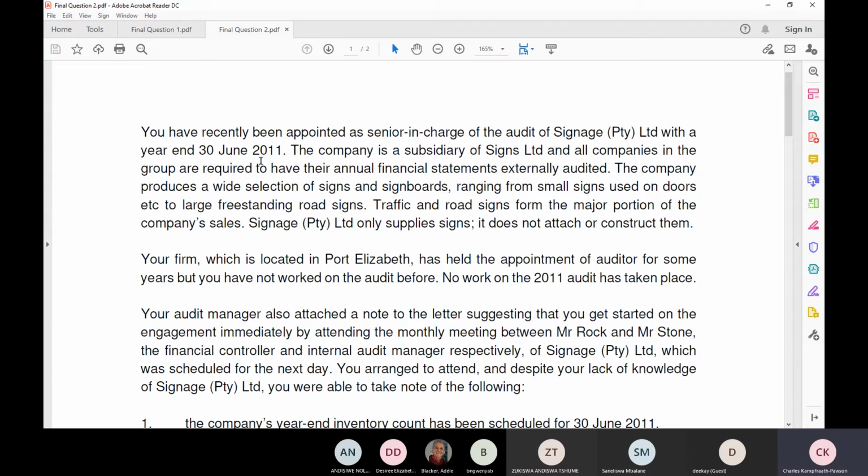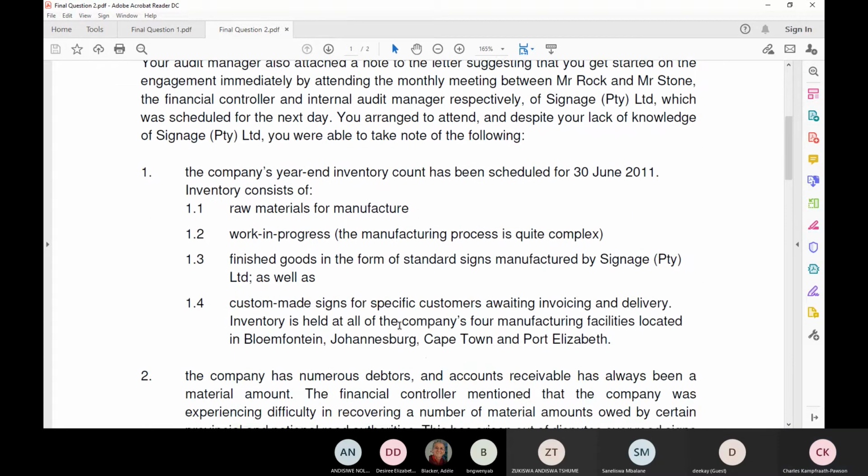Your audit manager also attached a note to the letter suggesting that you get started on the engagement immediately by attending the monthly meeting between Mr. Rock and Mr. Stone, the financial controller and internal audit manager, respectively, of Signage Pty Limited, which was scheduled for the next day. You arranged to attend, and despite your lack of knowledge of Signage Pty Limited, you were able to take note of the following.